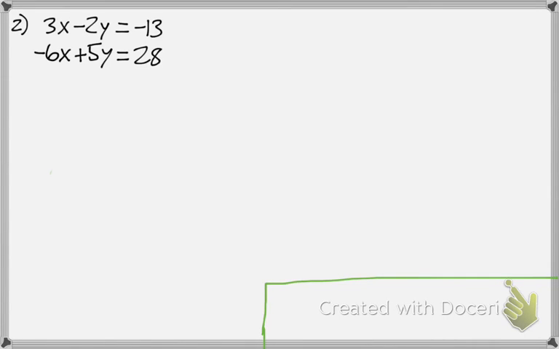Number 2 wants us to solve the system of equations, but this time they want us to use the elimination method. So the elimination method, sometimes it's called the addition method. We actually want to add up the equations vertically. If we were to do that now, it wouldn't help because 3x plus negative 6x, the x's are not going to eliminate. Negative 2y plus 5y, the y's aren't going to eliminate. And that's really our goal, is to eliminate one of our variables.